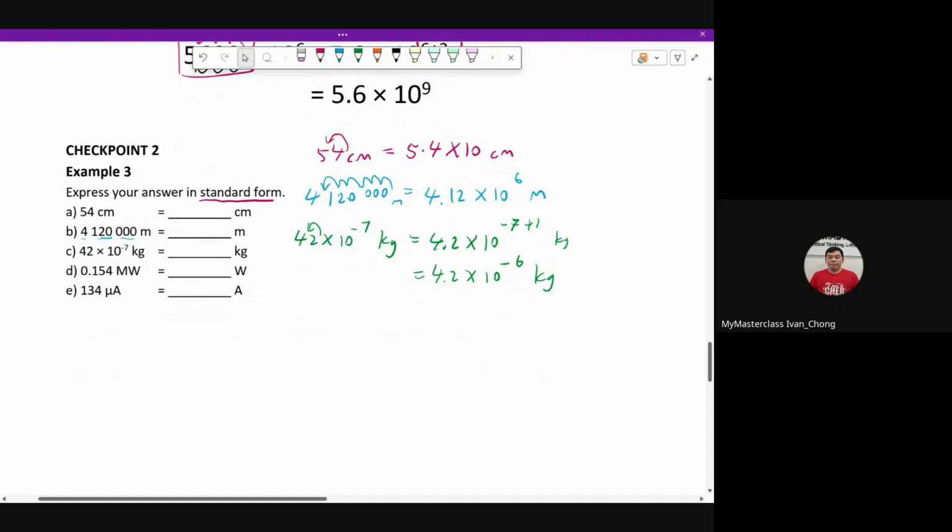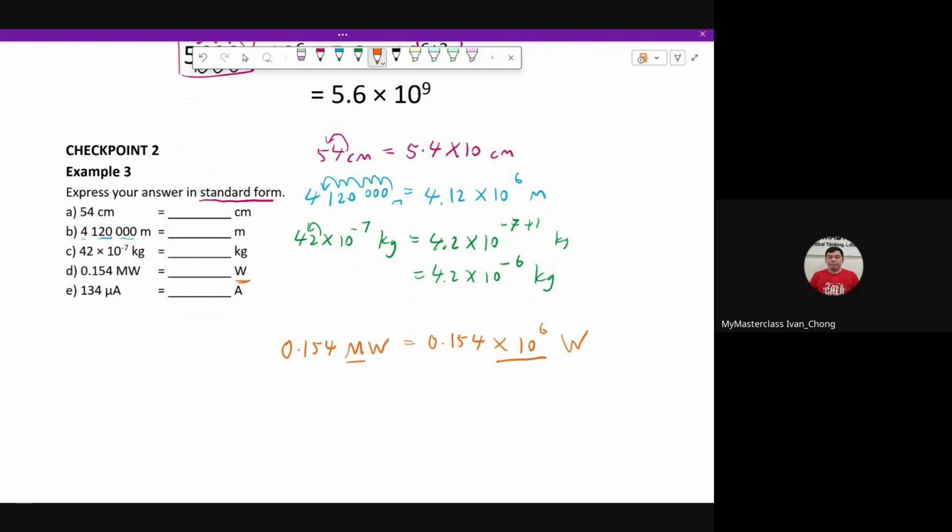Part 6. This is where it gets more complicated. 0.154 megawatts. Okay. There's a few ways we can do it. First, if you notice, they want you to express your final answer in watts, not megawatts. So mega, capital M, because we have the prefix, we will times, correct? So times 10 to the power of 6 watts. So remember, this is your mega.